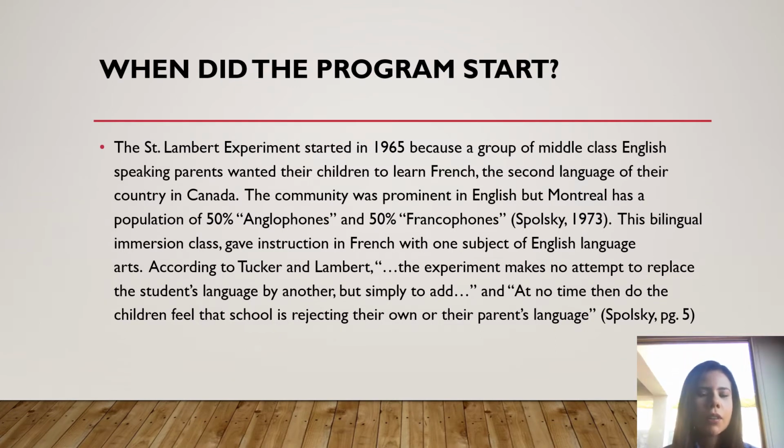So we're going to start with this part of the research that was conducted by Crisis Monares, and it's about when the program started. The St. Lambert experiment started in 1965, and it was mainly because a group of middle-class English speakers wanted their children to learn French, the second language of their country in Canada.